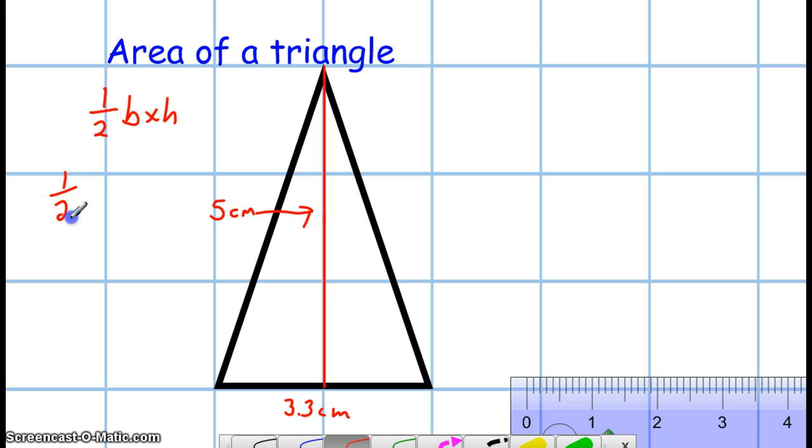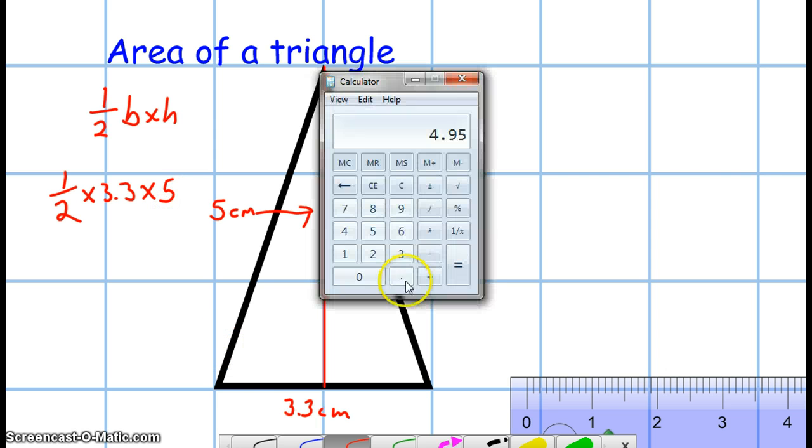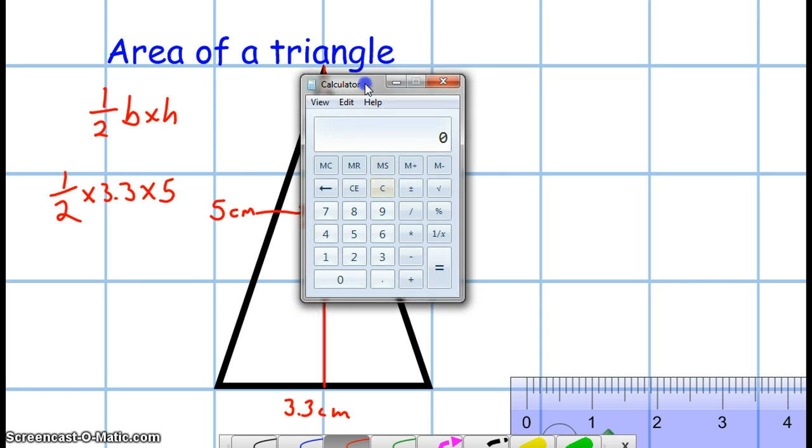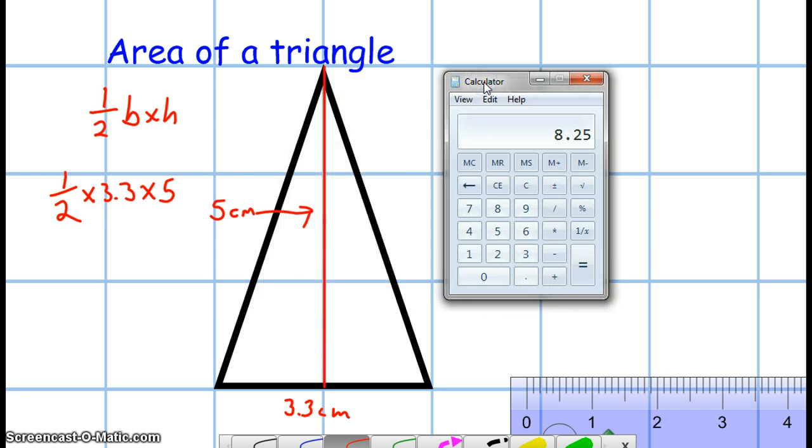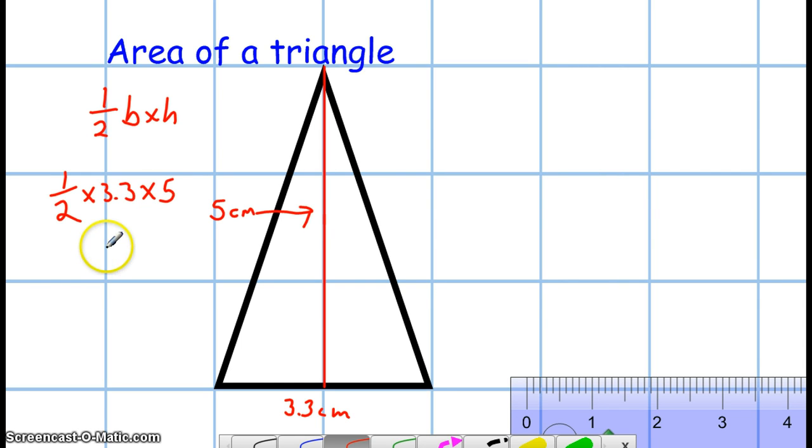So we have 1/2 of the base, which is 3.3, times the height, which is 5. We'll bring in the calculator, we'll clear out our previous entries, and we'll have 0.5, which again is 1/2, times the base, which is 3.3, times the height, which is 5, and our answer is 8.25 centimeters squared.